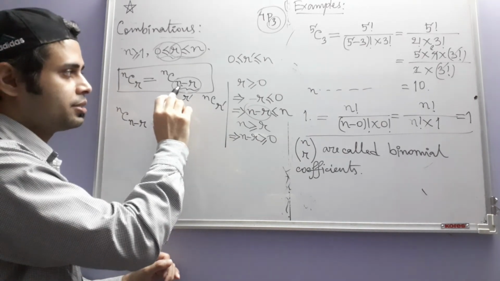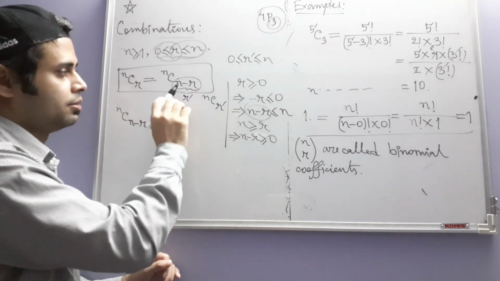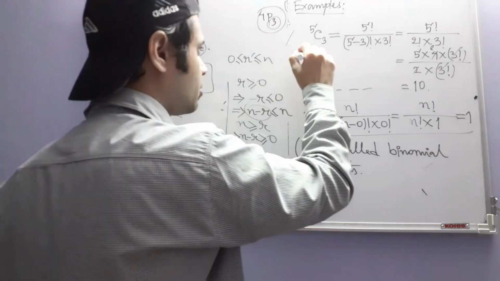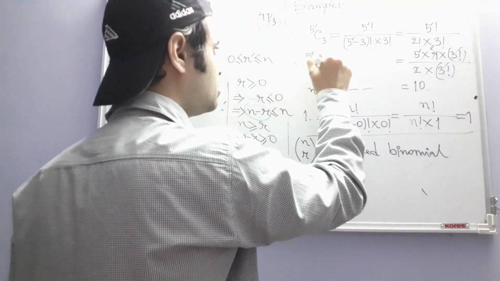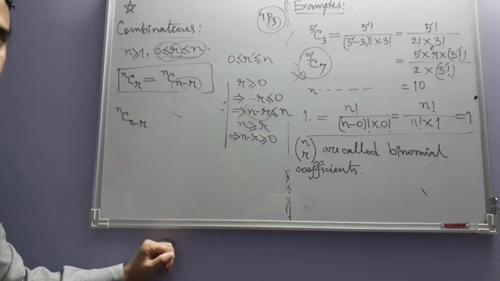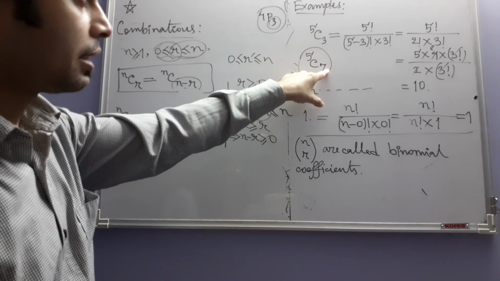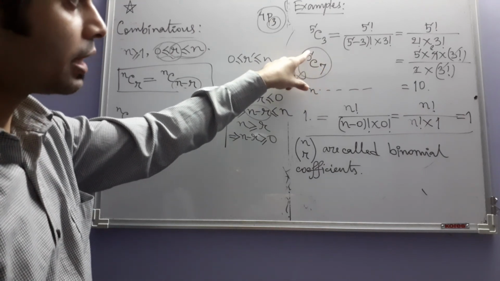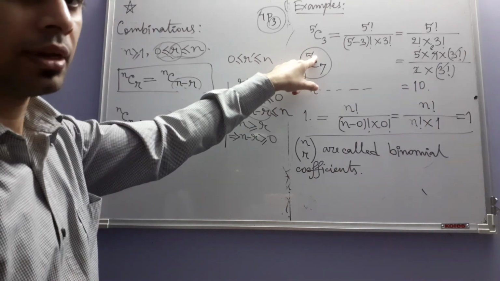Okay, these things have to be kept in mind. If you see something like this, 5C7, it does not make sense. This is meaningless. This symbol has no meaning. The one that appears below as a suffix should not exceed the one that is appearing above.